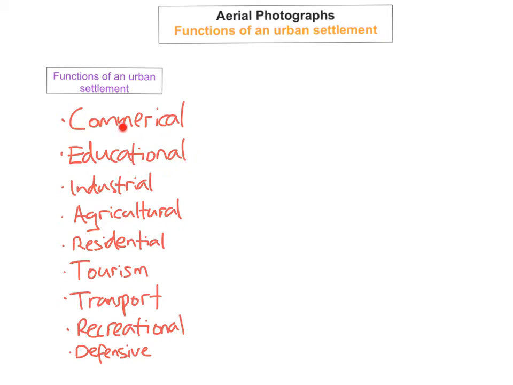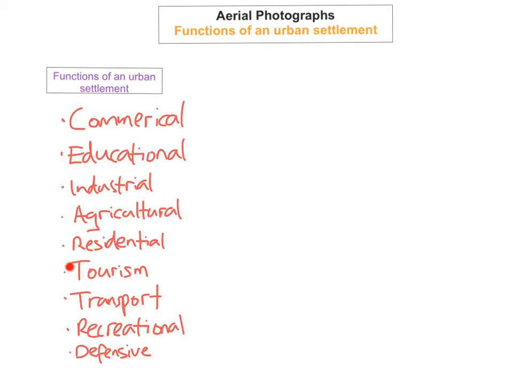Educational is the second one. This may be the presence of schools or universities or colleges that you can see in the picture. Industrial, this would be the presence of large industrial estates. The function may be agricultural, and this would be where you will see flat low-lying land, maybe some crops. Residential could be a function, with the presence of many houses.